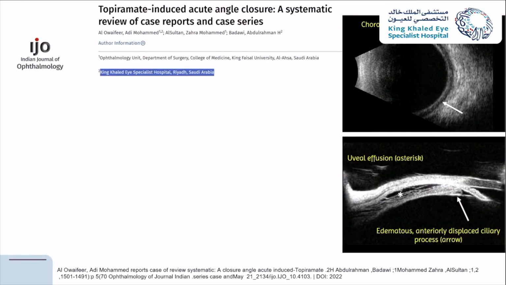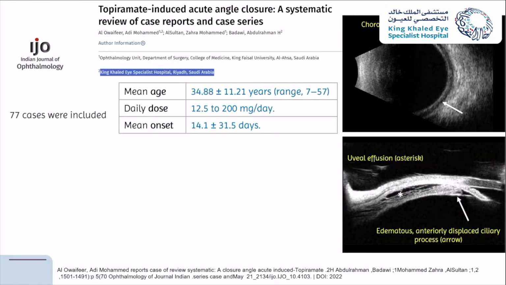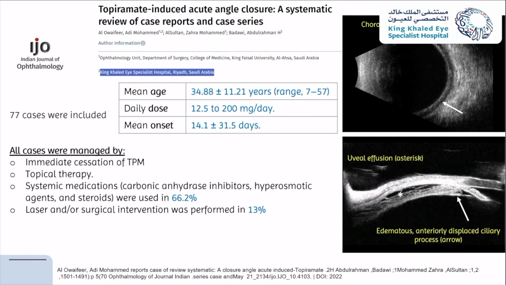This is a case report and case series published by some of the ophthalmologists in our hospital, talking about topiramate-induced acute angle glaucoma. They mentioned 77 cases. The daily dose averaged from 12 milligrams up to 200 milligrams per day, and the mean onset of developing the glaucoma was around 2 weeks. All cases in this report were managed by the immediate discontinuation of topiramate.